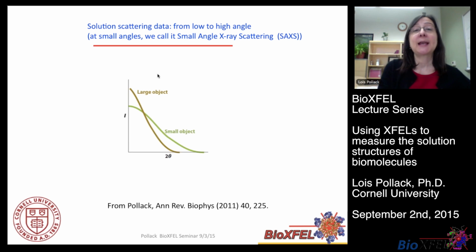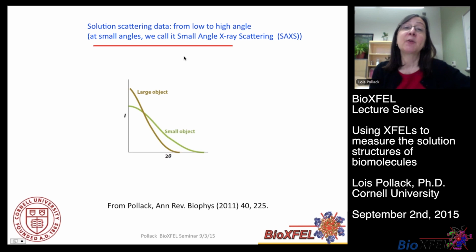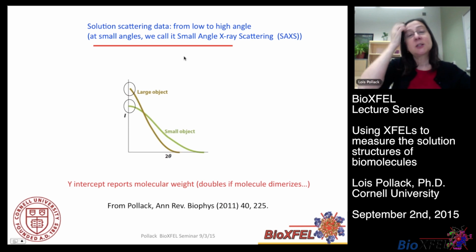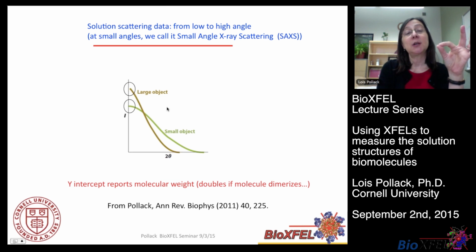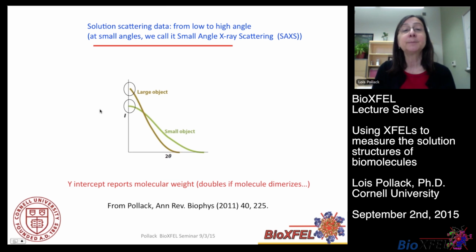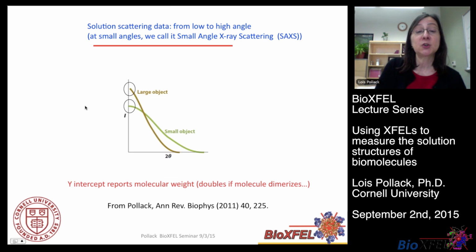And at the smallest angles, we call this small angle X-ray scattering, or SAXS. So in the SAXS regime, at the very, very lowest angles here, you can measure the y-intercept of your scattering profile. And it turns out that this y-intercept reports the molecular weight of your sample. And that's really neat, because if you have a sample that dimerizes with time, or things that dissociate with time, you will actually get a change in the forward scattering, in the I0. And we use that a lot.